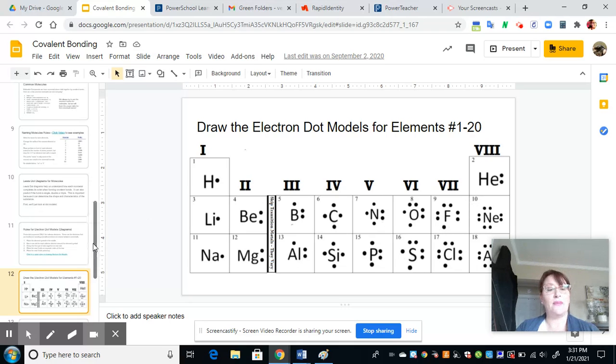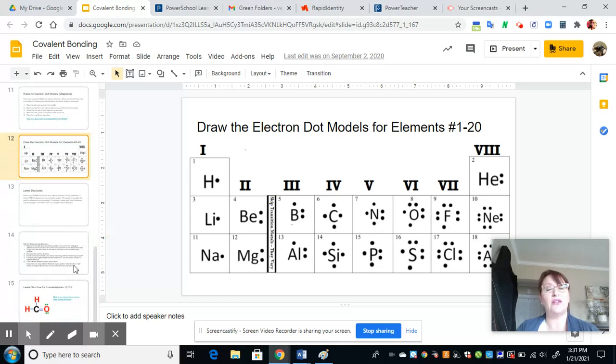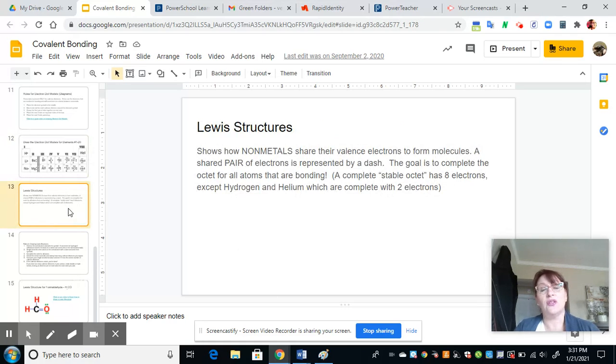So you can repeat that process for all of the nonmetals there. We really only do dot models for nonmetals. And then what you can do is figure out structure. So how would these atoms fit together? How would they share their valence electrons in order to achieve their stable octet?